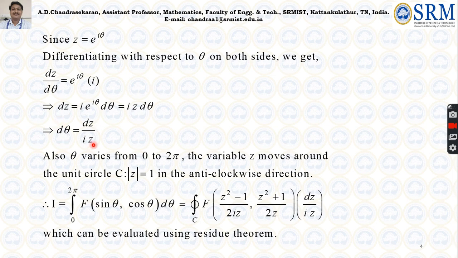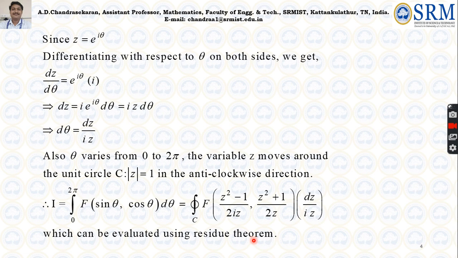So what is my circle C? That is a circle with radius 1, so it's a full circle, one round. That means theta varies from 0 to 2 pi. So the variable Z moves around the unit circle in the anti-clockwise direction. So now the given first type, integral 0 to 2 pi of a function of theta d theta, now becomes a function of Z, dz. Now we can evaluate such integrals by using Cauchy's residue theorem. By Cauchy's residue theorem, we know that it is 2 pi I into the sum of the residues.